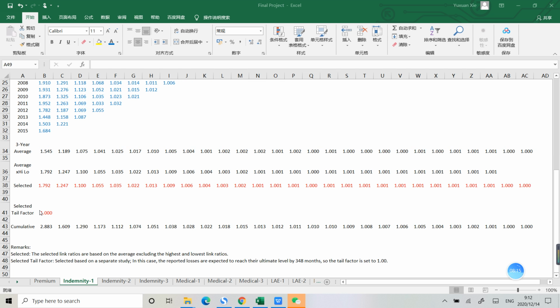And the tail factor is based on a separate study. The tail factor represents the development expected beyond 348 months. In this example, the reported losses are expected to reach their ultimate level by 348 months. So the tail factor is set to 1.